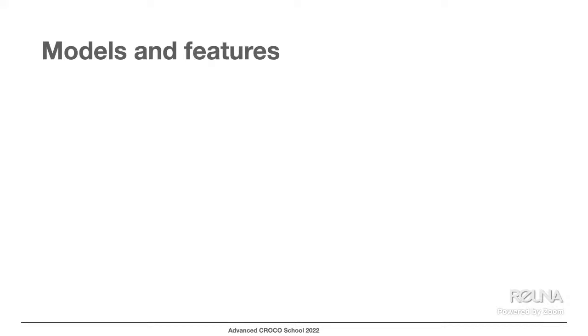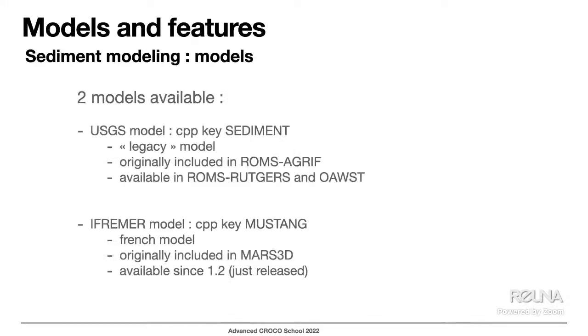So the different models we have. We have two models available within CROCO. One model has been there for a long time, originally developed at USGS in the US. It's a kind of legacy model in terms of history. It was already there before CROCO, in ROMS-AGRIF. It is also available in ROMS-Rutgers in a COAWST version from John Warner. And it's very close to the one which is implemented in CROCO.